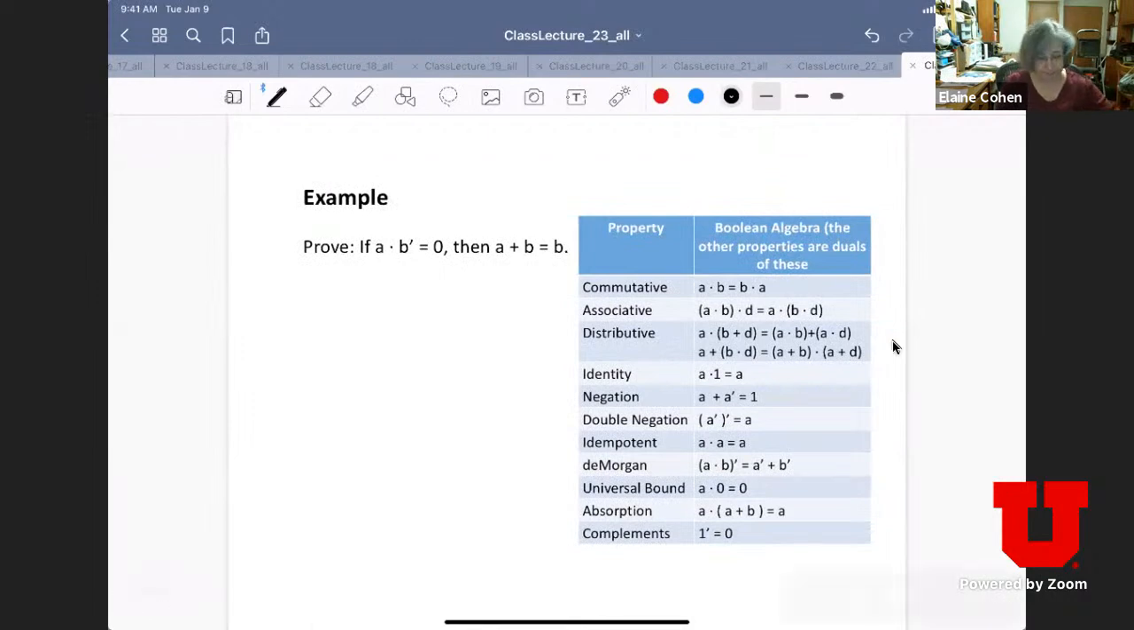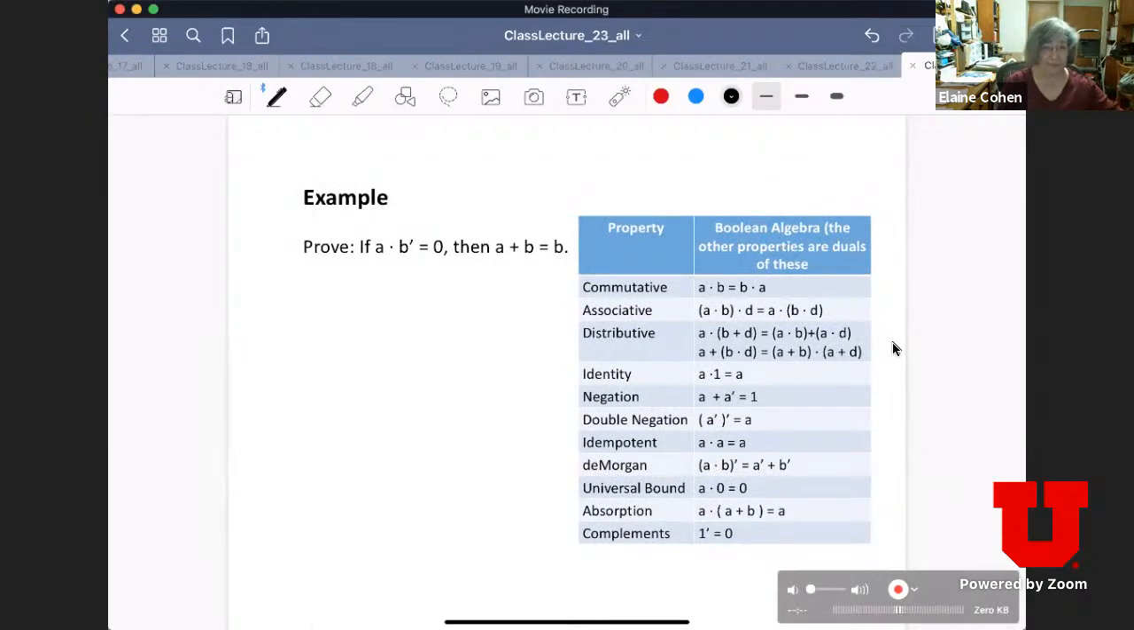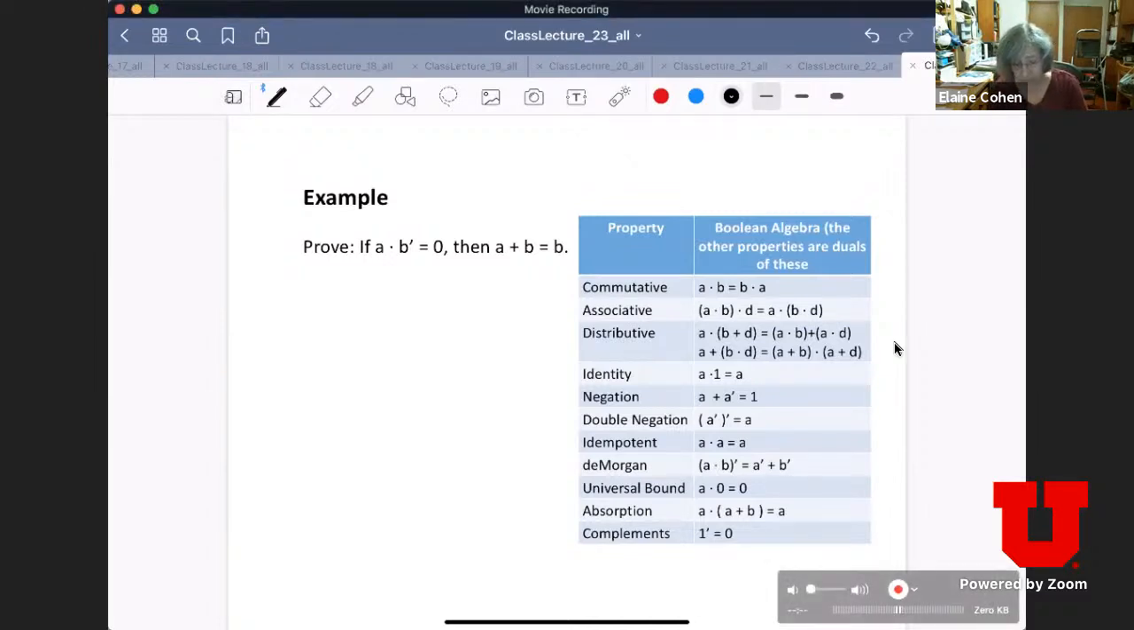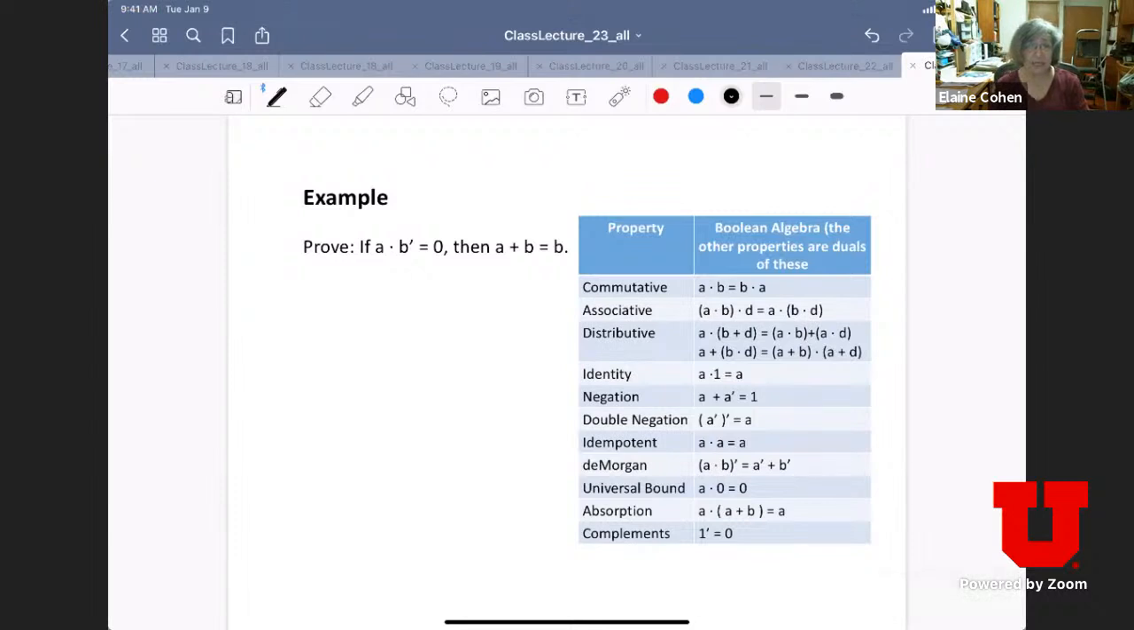So here's a problem. Here's an example. This is the Boolean algebra expressions for commutative, associative, etc. All of the issues. I only gave one column because the other column we know from dual. What's the dual of A times B equals B times A? It's A plus B equals B plus A. We replace times by plus.